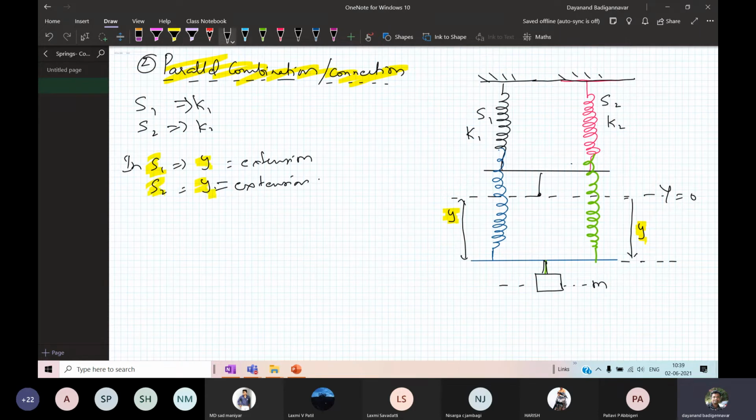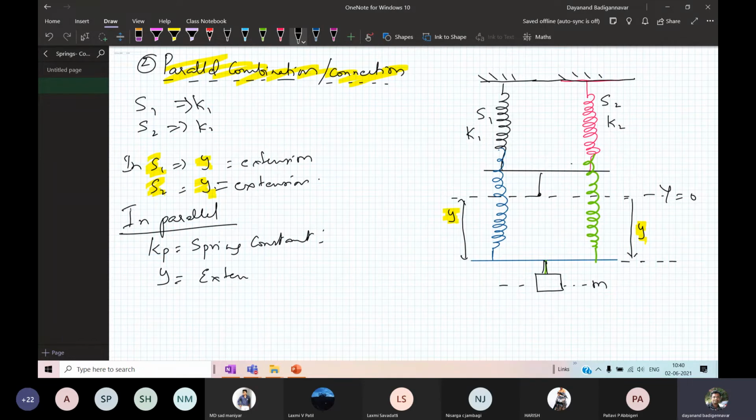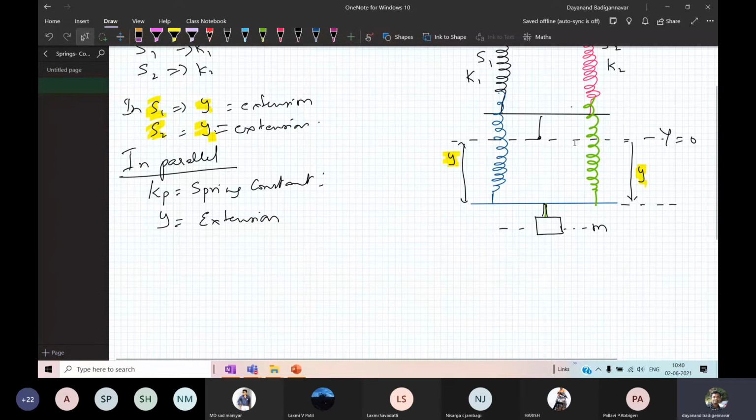Similarly, when I connect in parallel, okay, in parallel connection, I will write the spring constant. I have taken it as Kp as the spring constant. Okay. Got it. So what is the extension? Here also the extension is Y. In parallel also you get the same extension. You're getting the point? So therefore I can do the analysis here.